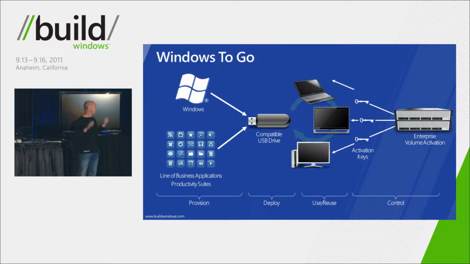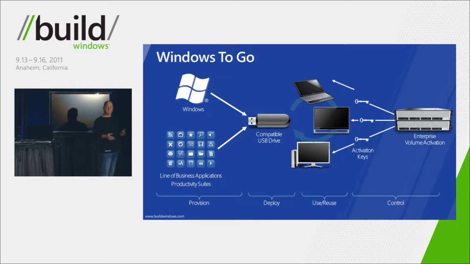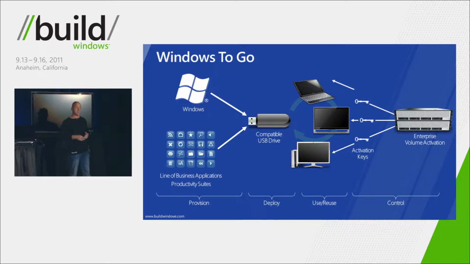So let's talk about, from a big picture, the workflow and how this actually works. You take Windows. Again, this is full Windows. We're not talking about a special version of Windows. This is Windows 8. You provision it just like you would provision a laptop. So the same imaging tools, and I'll talk about that in more detail as we go, the same tools that you would use to provision a laptop or a desktop will work with Windows to Go. You put it on the drive, you deploy the drive.